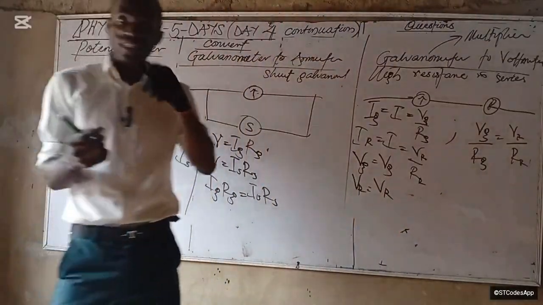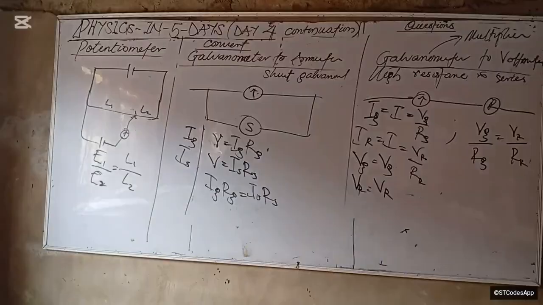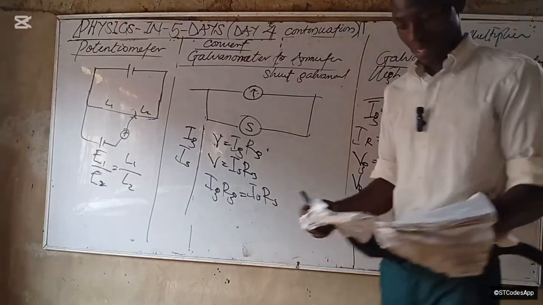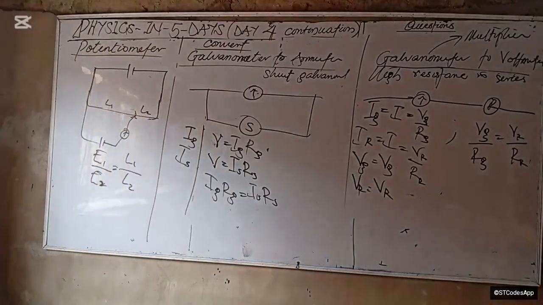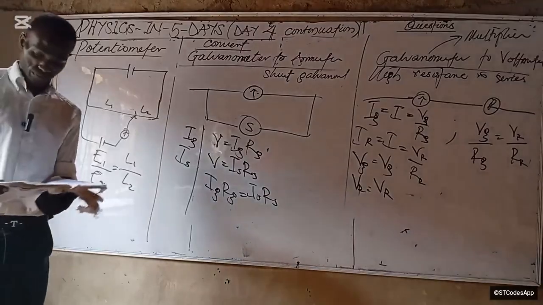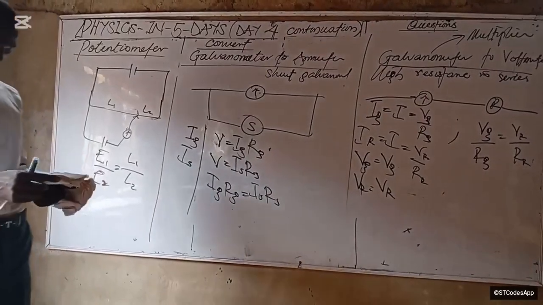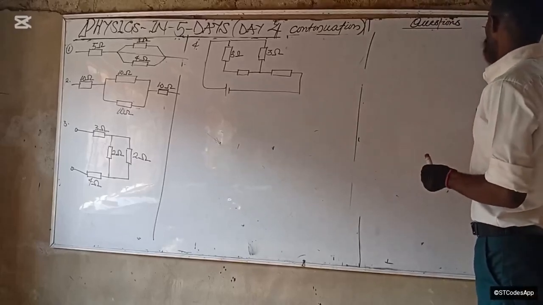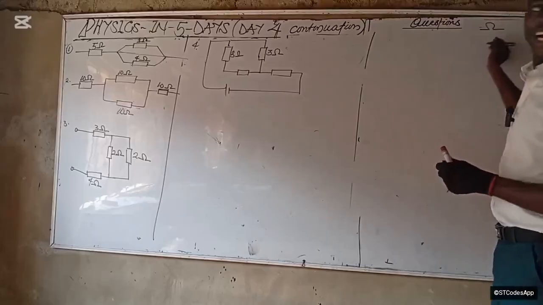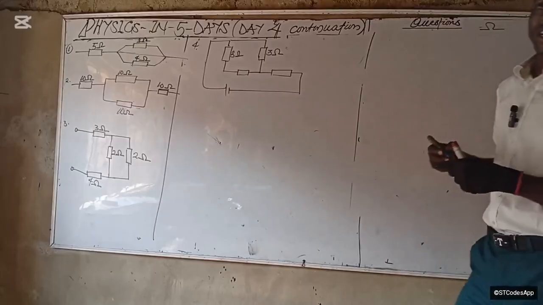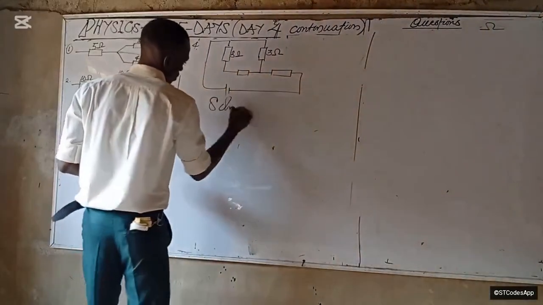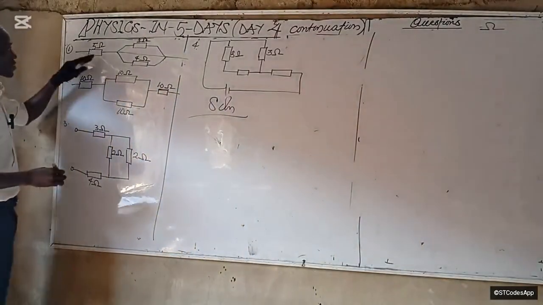Now, before we go to heat, let's quickly do some questions on resolving circuits. I saw many questions here, so that if you see a problem with resolving circuits, you understand. Let me pause it. Let's just quickly resolve three. The symbol is called omega, which is also a Greek alphabet. The first one says 5 ohms.